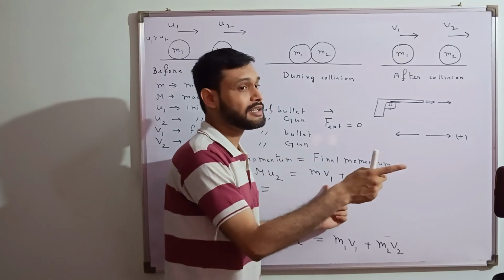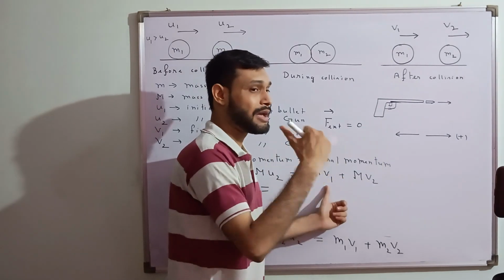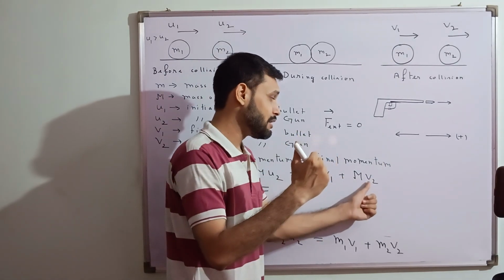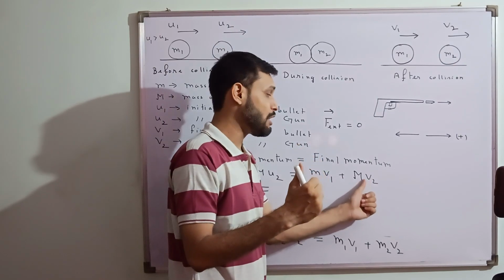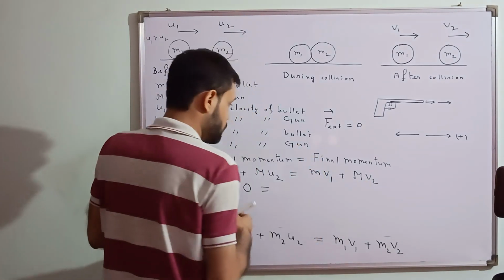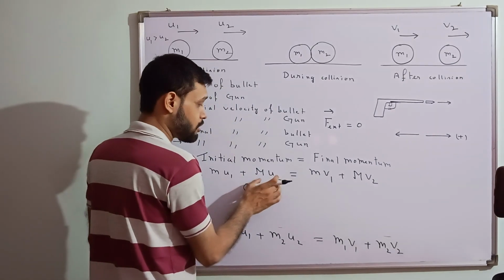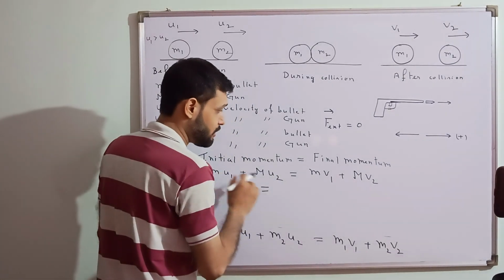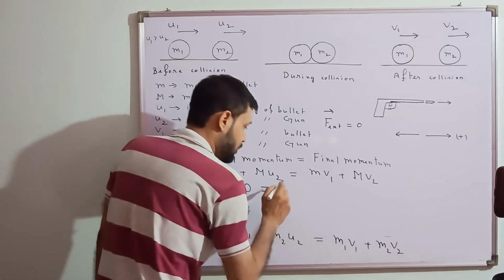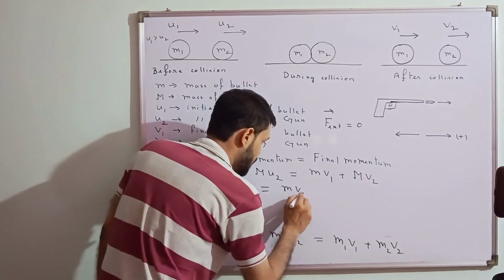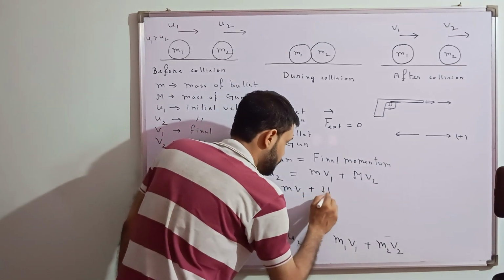And as the bullet is coming out, it will apply a force on the gun. The gun will move with a velocity v2, the recoil velocity. From here you can see the initial momentum is 0. Neither the gun is moving nor the bullet is moving. This equation is 0 on the LHS. Now this is m1 v1 plus m2 v2.